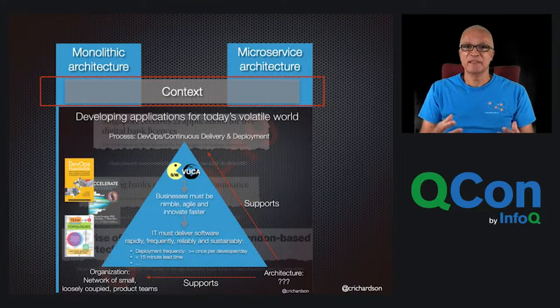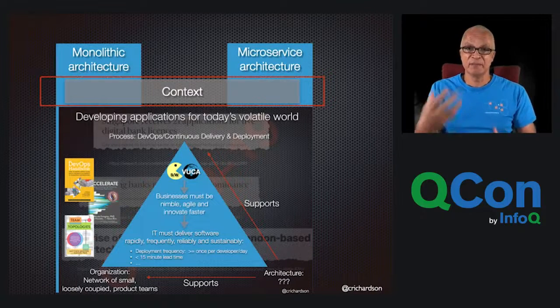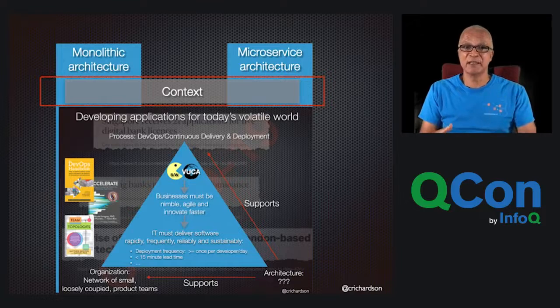Today, software is eating the world. It plays a central role in almost every business, in every industry. But the world is crazy, or more specifically, it's volatile, it's uncertain, it's complex, and ambiguous. In order to be successful, a business must be nimble. This means that IT must deliver the software that powers the business rapidly, reliably, frequently, and sustainably.